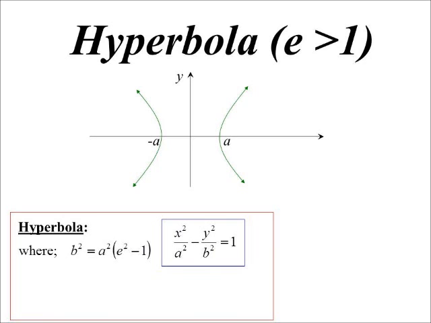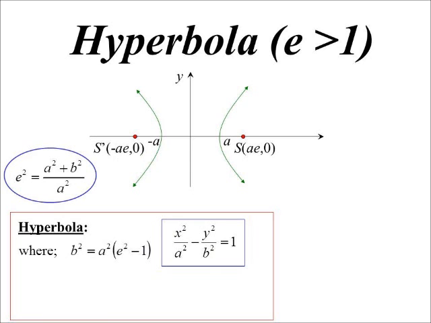Slight difference, you'll see it's e squared minus 1 instead of 1 minus e squared. Has to be, because the eccentricity is greater than 1. So if I went 1 minus e squared, I'd get a negative number. How can b squared be negative? It can't be. So that's the main difference between the ellipse and the hyperbola. The ellipse will have 1 minus e squared, whereas the hyperbola will have e squared minus 1.